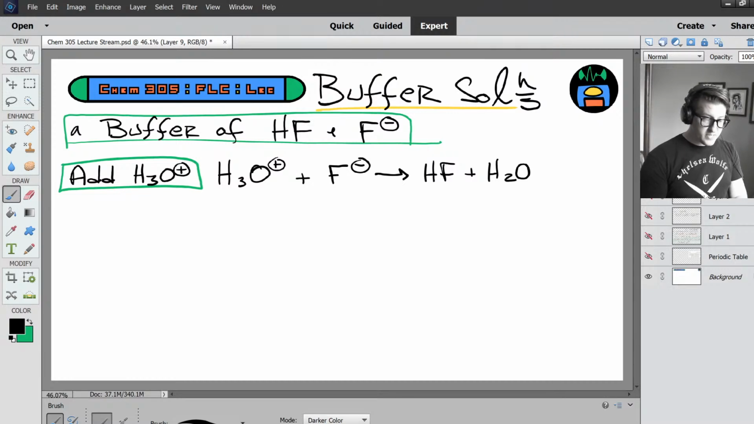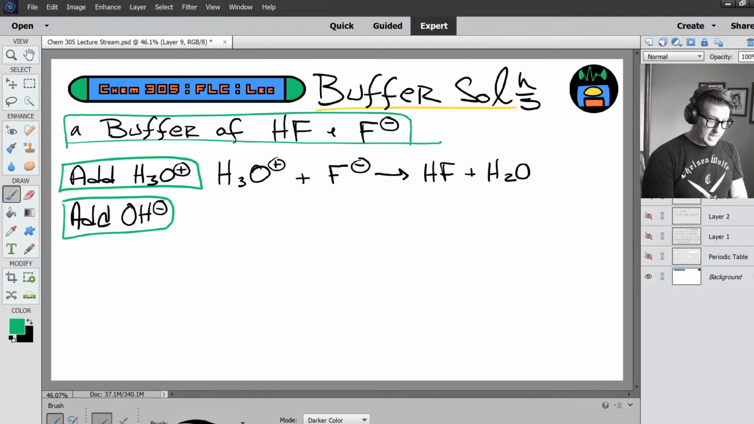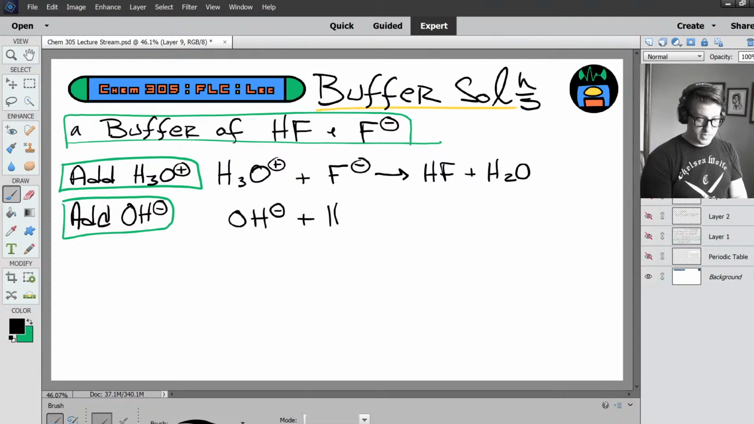What happens if you add a base to your buffered solution? Again, the base does not get to directly affect the pH of your solution because when you add hydroxide to a buffered solution, it will react with the weak acid. HF will donate its proton to hydroxide, becoming fluoride, and hydroxide will accept the proton from HF, becoming H2O.